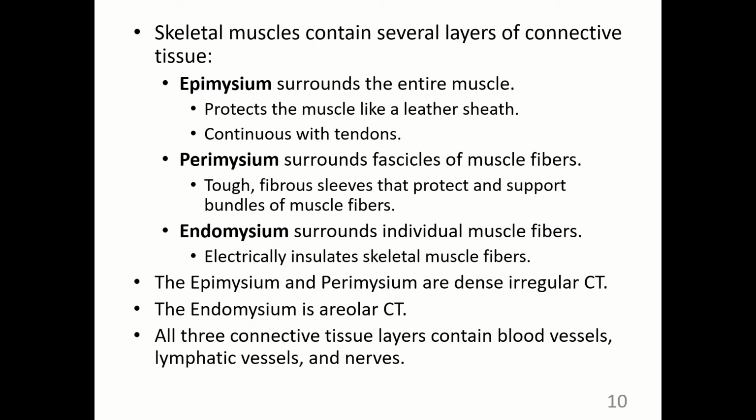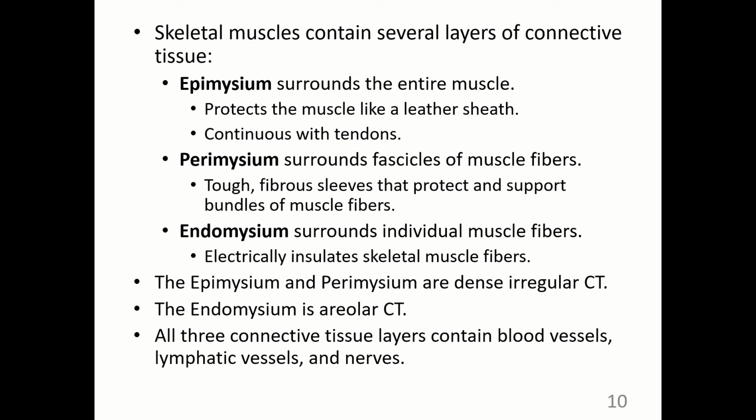Skeletal muscles contain several layers of connective tissues: the epimysium, perimysium, and the endomysium. The epimysium surrounds the entire muscle and protects the muscles like a leather sheath. It is continuous with tendons. The perimysium surrounds fascicles of muscle fibers. It is a tough fibrous sleeve that protects and supports bundles of muscle fibers. And the endomysium surrounds individual muscle fibers. It electrically insulates skeletal muscle fibers.